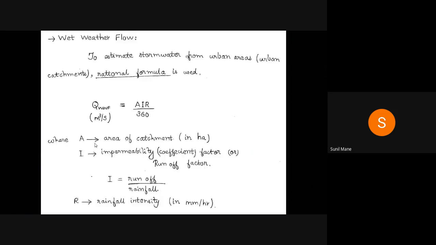Okay, so that particular factor we can have, that is the runoff factor. And generally the runoff factor would be calculated as runoff divided by rainfall. And whenever we are putting rainfall, it would generally be put in terms of millimeter per hour. Generally it is given in that particular form itself. So I would be put over there in terms of that, and R would be rainfall intensity.